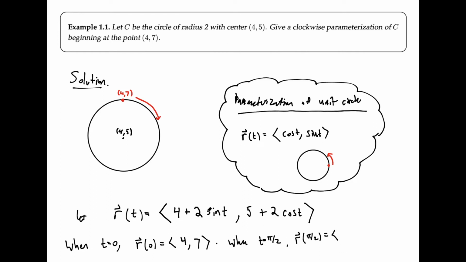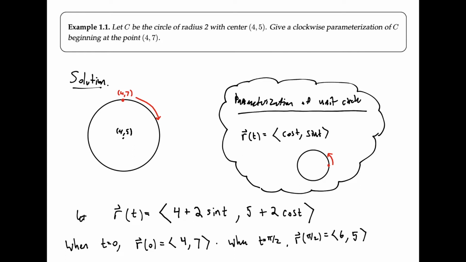Well, sine of pi over 2 is 1. So the x component is 4 plus 2, which is 6. And let's see, cosine of pi over 2 is 0. So the y component is 5 plus 0, which is 5.